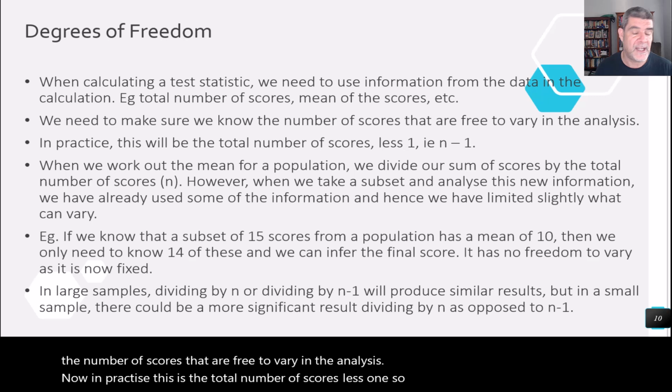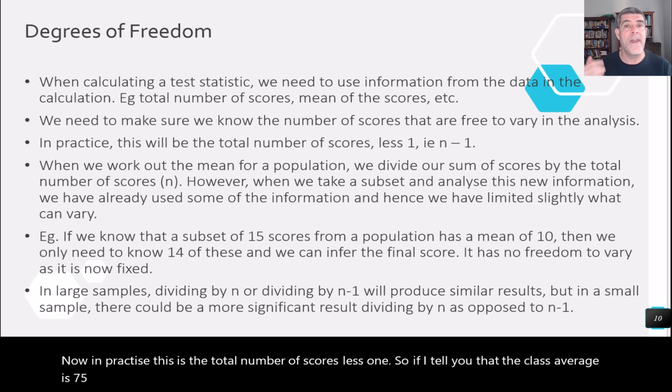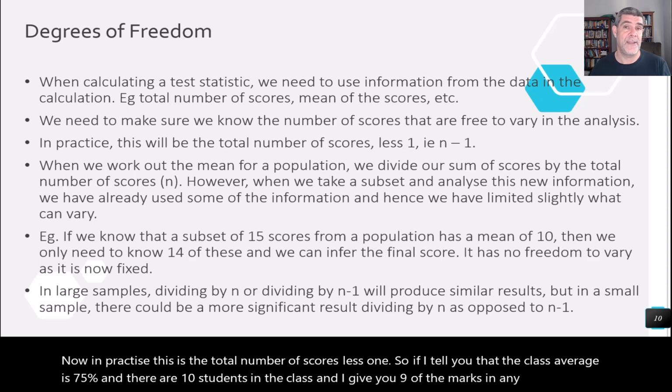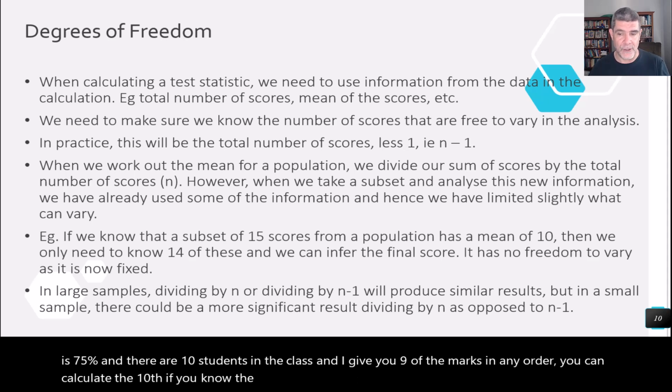So if I tell you that the class average is 75%, and there are 10 students in the class, and I give you 9 of the marks in any order, you can calculate the 10th. If you know the mean and you know 9 of the scores, you can calculate the 10th score.